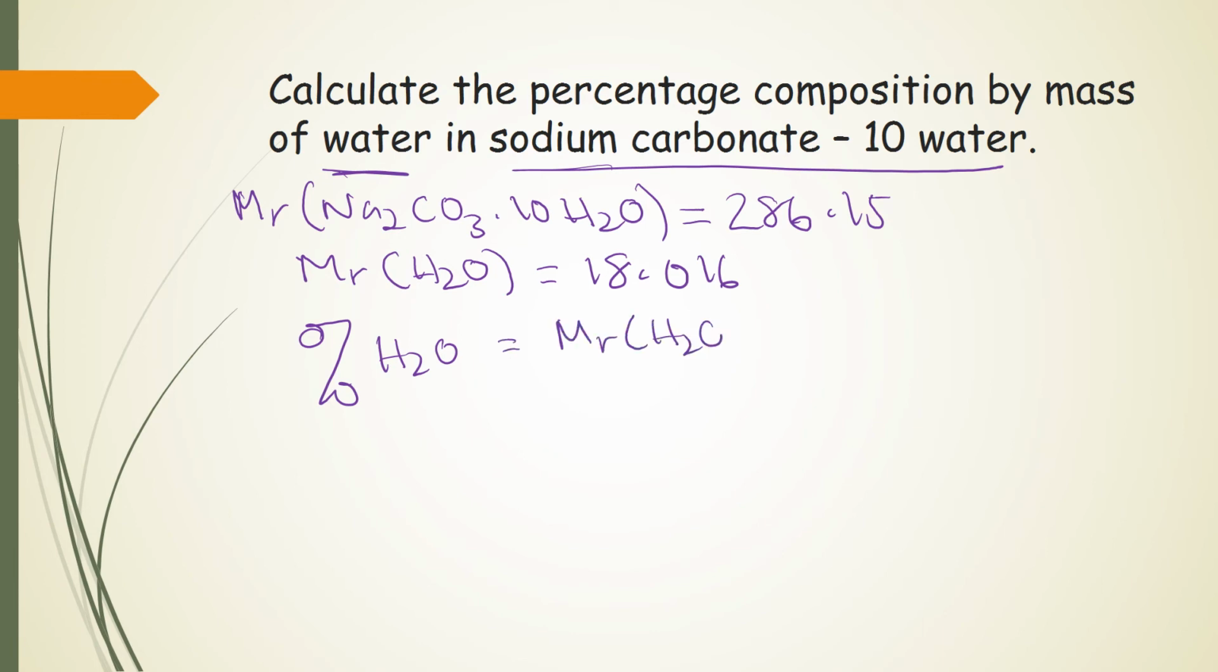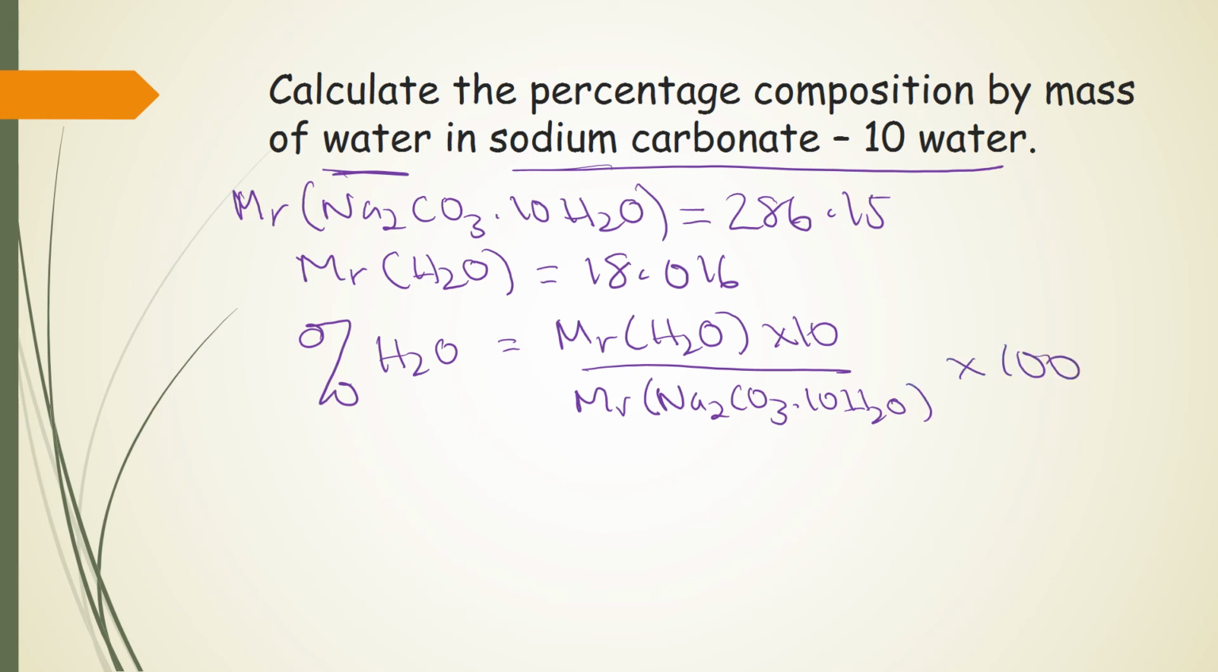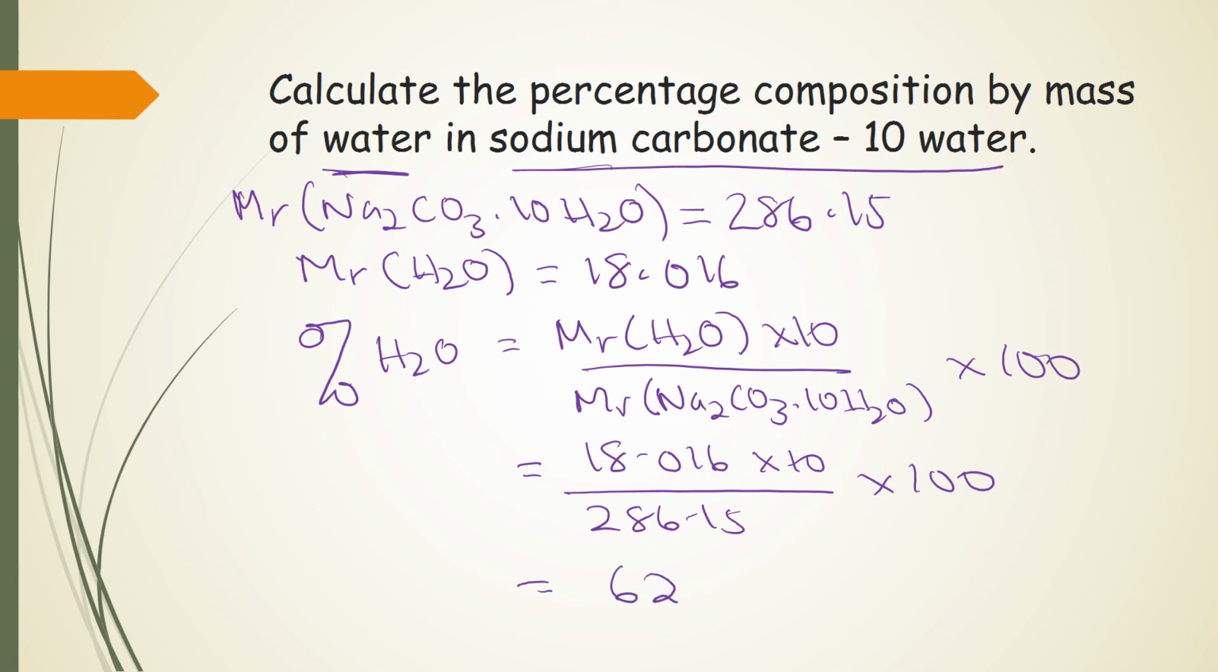So now I can find the percentage of water in this compound by going the relative formula mass of water, but there are 10 of them, times 10, divided by the relative formula mass of the whole thing, times 100. So this will come out to 18.016 times 10 over 286.15 times 100. And this comes out to 62.96%.